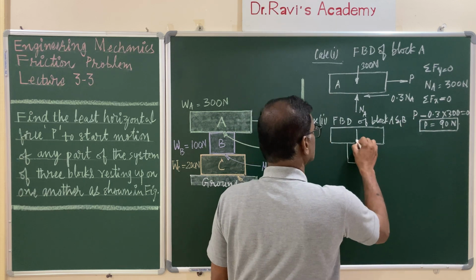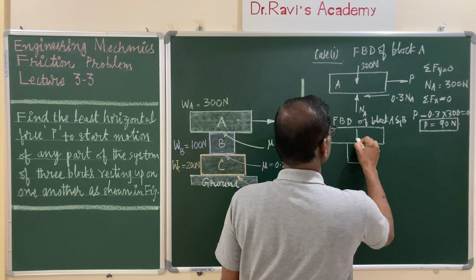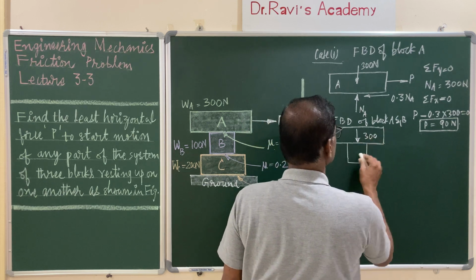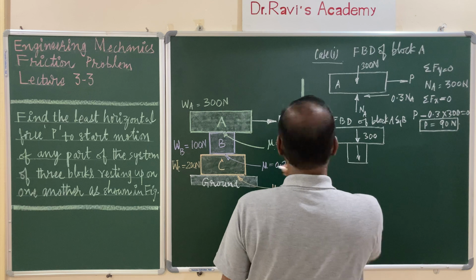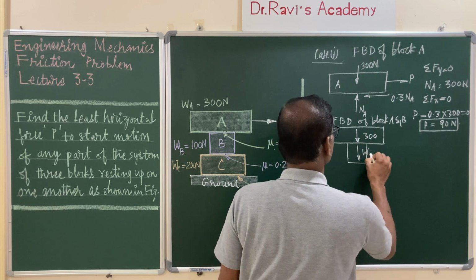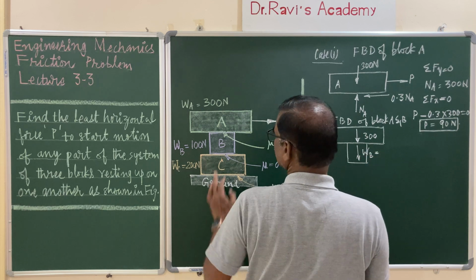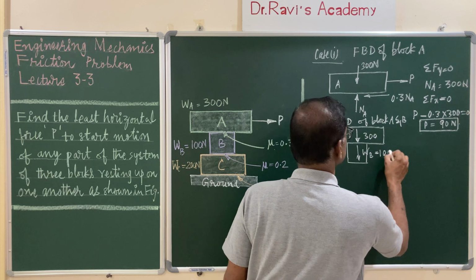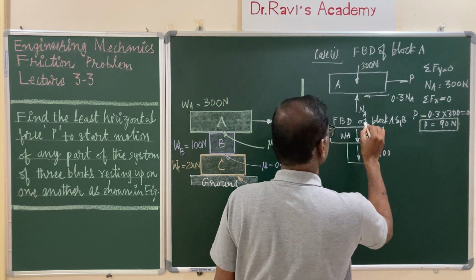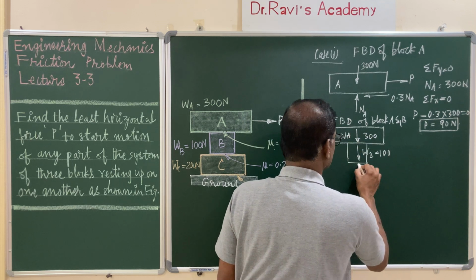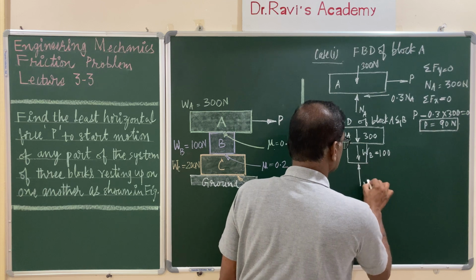So, the weight of A is 300 newtons downwards, and the weight of B, that is WB, is given as 100 newtons. This is the WA, and let us draw the free body diagram.